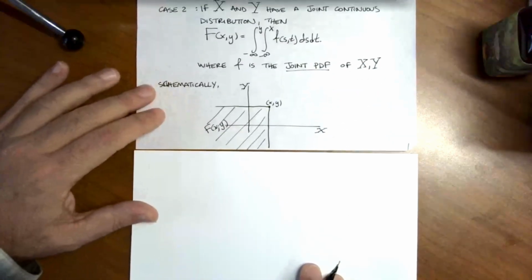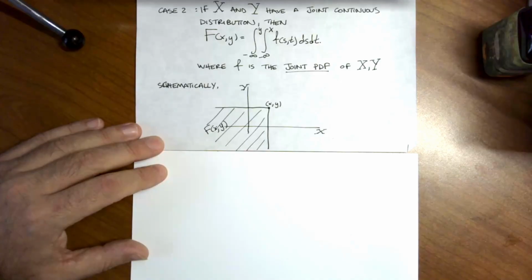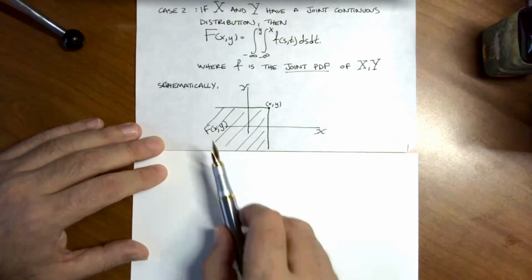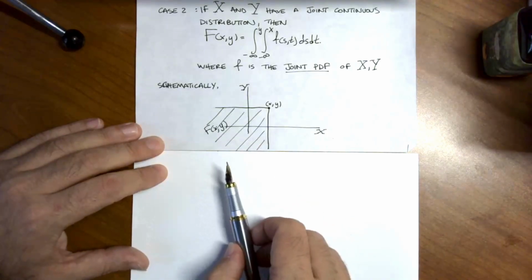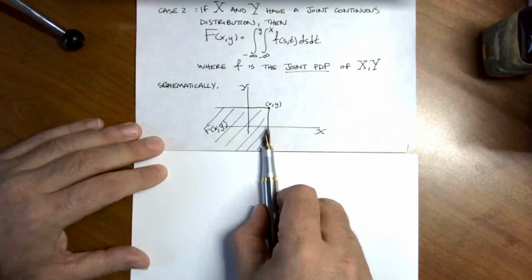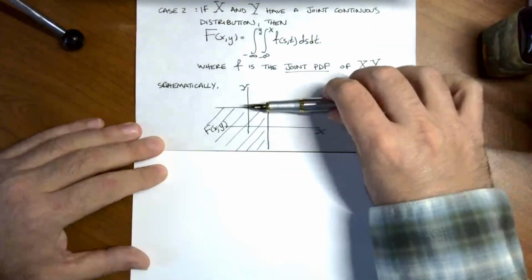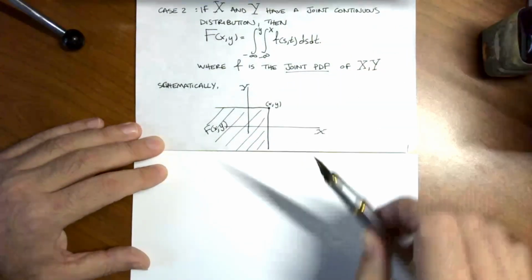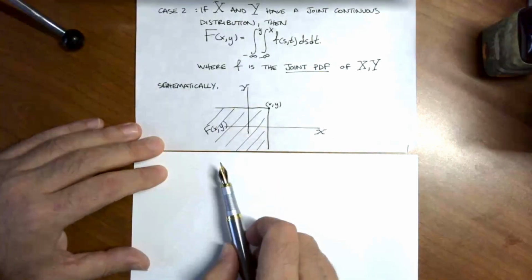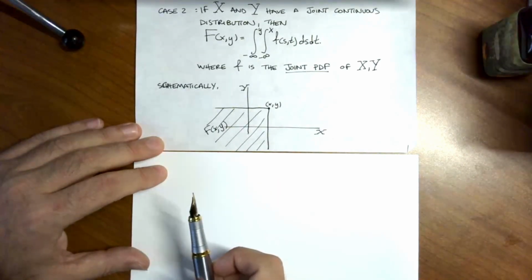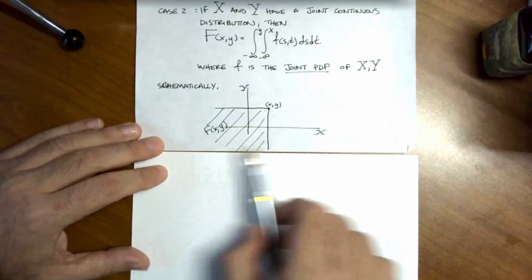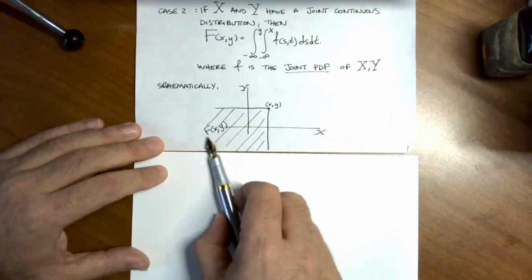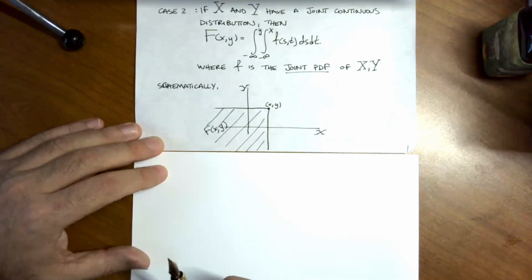Schematically, it's also important to think about a bivariate cumulative distribution function. Essentially, what you're defining is the probability of falling within a space up to a particular value of x and up to a particular value of y. This is the footprint of this cumulative distribution function that defines this space of x and y for which you're going to be calculating the capital F.